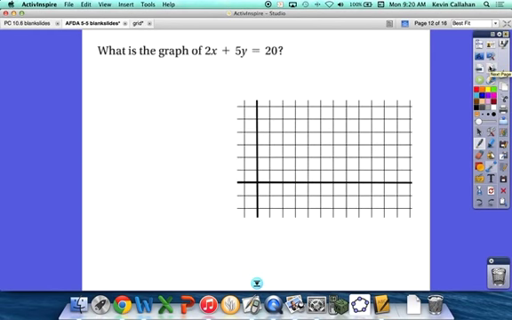Right, same thing. What is the x-intercept? 10. 1, 2, 3, 4, 5, 6, 7, 8, 9, 10. And what is the y-intercept? 4. 1, 2, 3, 4. And there's the line.